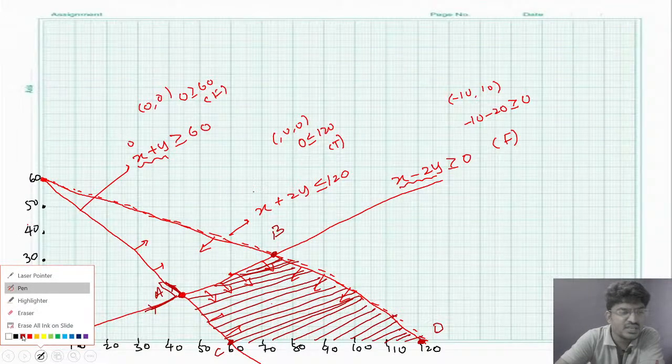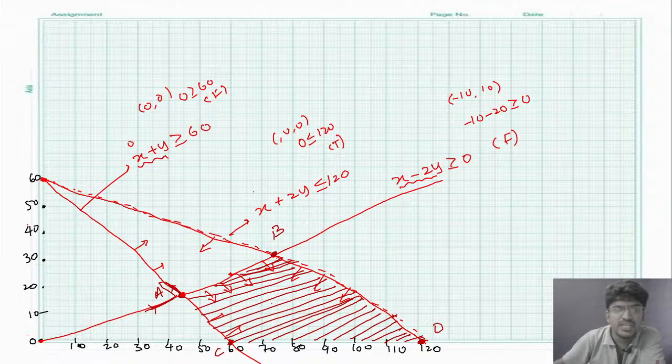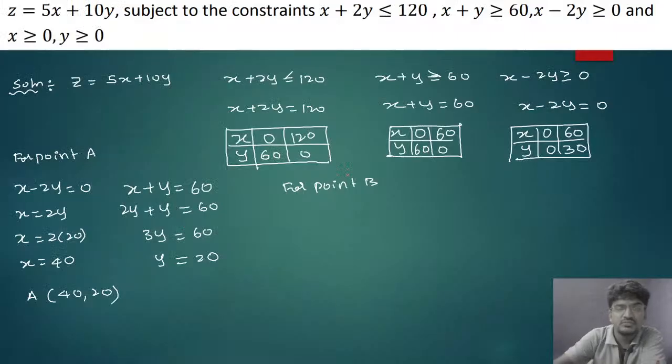You can see that point B is present on again x minus 2y greater than or equal to 0 and another line is x plus 2y equal to 120. We have to solve that. For point B, we have to simplify x minus 2y equal to 0 and another one is x plus 2y equal to 120.